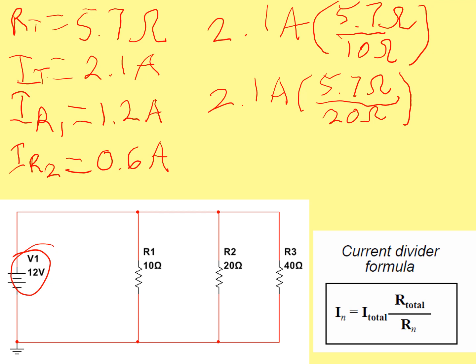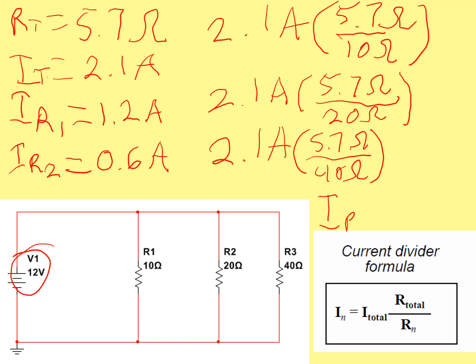So if we have 1.2 amps and 0.6 amps, for IR3 we could just do it by subtraction of the 2.1 minus 1.2 and 0.6, but that won't serve the purpose of this lesson. So let's just calculate it this way: 2.1 amps times 5.7 ohms divided by 40 ohms. We know that's going to be the remainder, so I'm not even going to plug this in my calculator. It's going to be IR3 equals, what are we at, 1.8, so 0.3. 0.3 amps is our remainder.